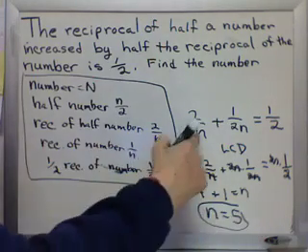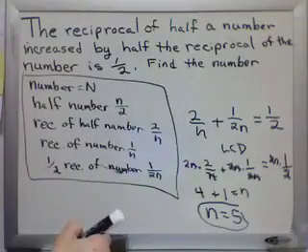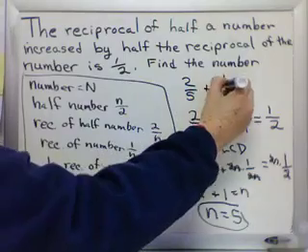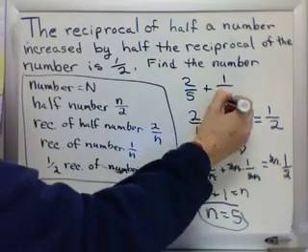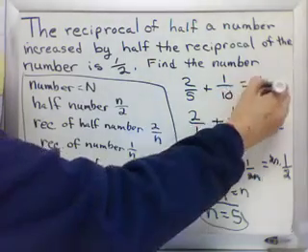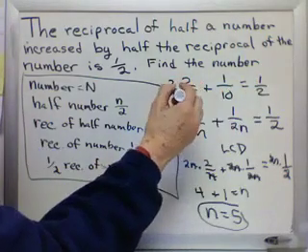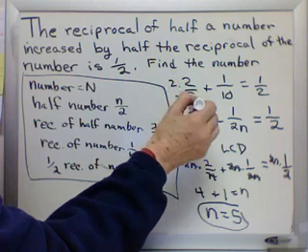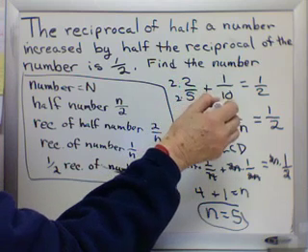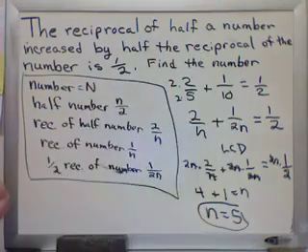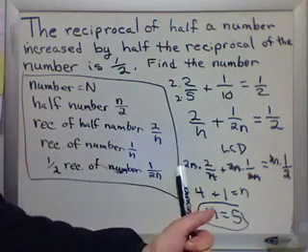And you could put the 5 in all these parts and see if it checks out if you want. 2 over 5 plus 1 over 10 equals 1/2. Well, common denominator. That would be 4 over 10 plus 1 over 10 would be 5 over 10. Reduces to 1/2. Hey, it works. So, good luck with these word problems.